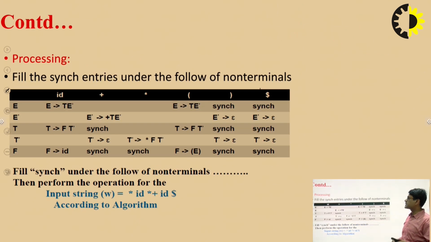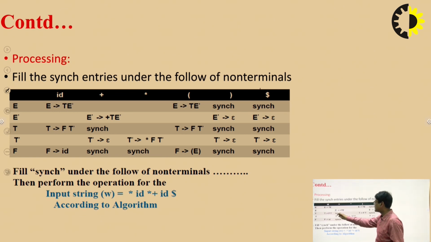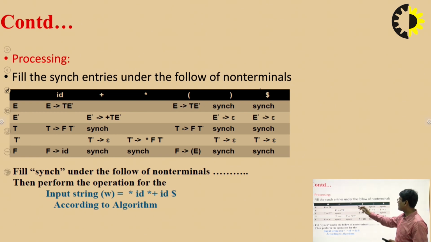Now this is the processing example. In all the entry places where the possibility is there, we are putting it on the stack, like T plus is synchronized, E right parenthesis is synchronized, E dollar is synchronized. Similarly, T dash has no entry, F plus is synchronized, star is synchronized, right parenthesis is synchronized, and dollar is synchronized. So where are we putting this synchronized terminal? If you look at follow, first, follow of E is right parenthesis and dollar, so synchronize is there. Follow of T equals plus, right parenthesis and dollar.